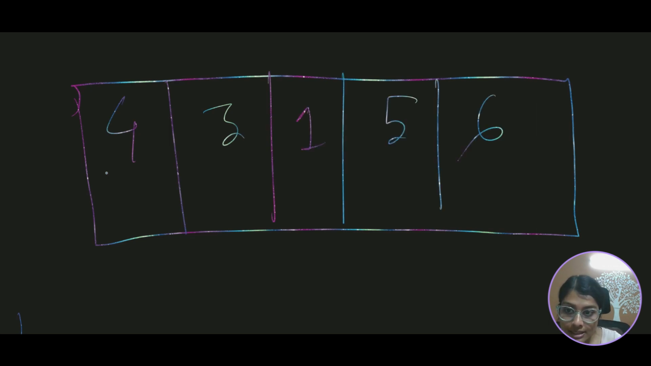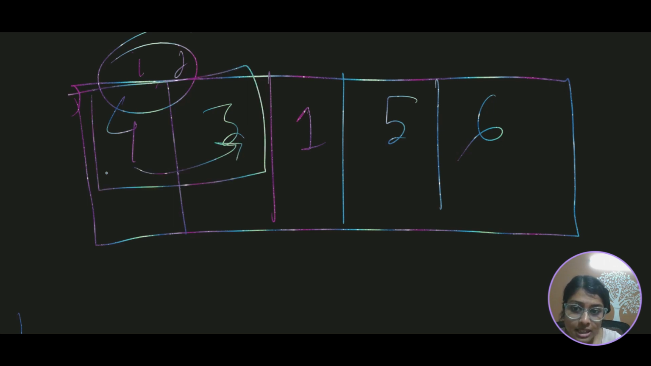So what is a subarray? They have given i and j. That means your subarray needs to have a minimum of 2 elements. So let's start from there. 4, 3. So with 4 and 3, the smallest and second smallest are 3 and 4. So the score of this particular subarray is 7, right?